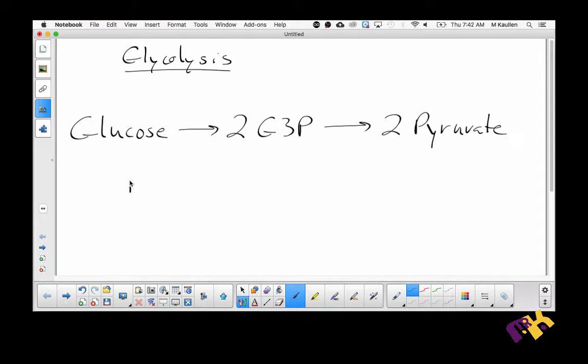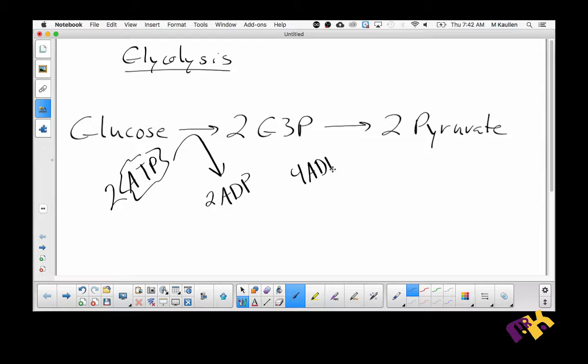The energy investment is going to be two high-energy ATP molecules. So two of these ATPs go in, and two ADP come out, and will need to be recycled to ATP. This is the energy investment phase. And then in the energy production phase, we're going to flow in 4 ADP altogether and get a total of 4 high-energy ATP molecules out the other side.